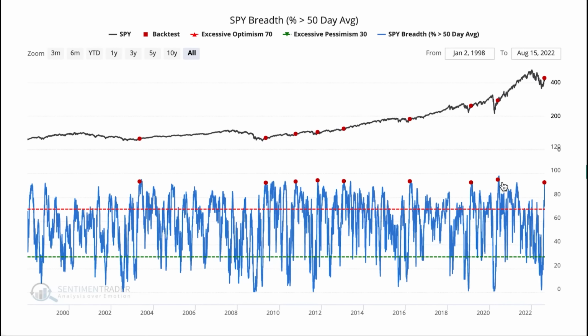And considering this breadth thrust signal that we highlighted just a couple of minutes ago, it seems like the market agrees with that, right? It seems like the market has also concluded that a Fed pivot is not very far, and that's already been priced in, right?